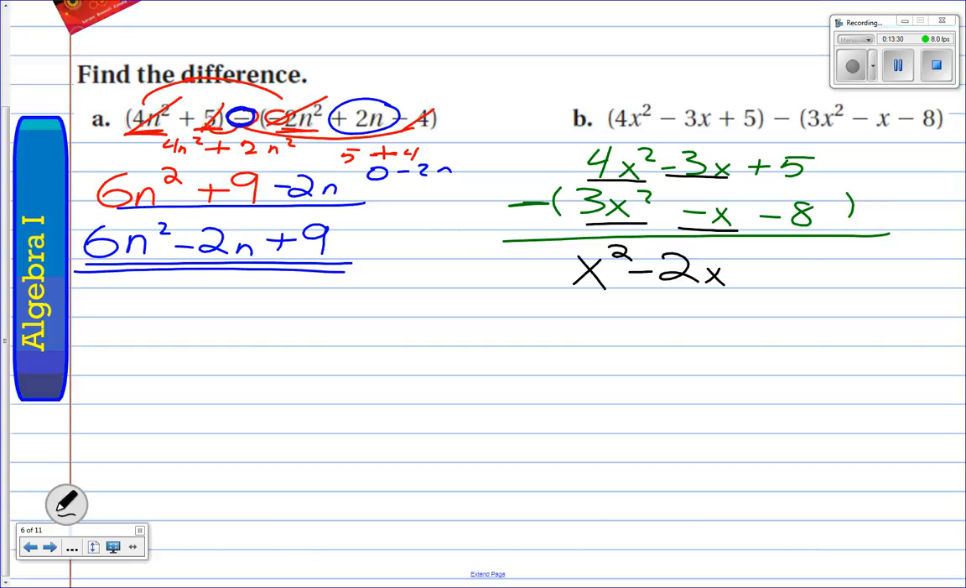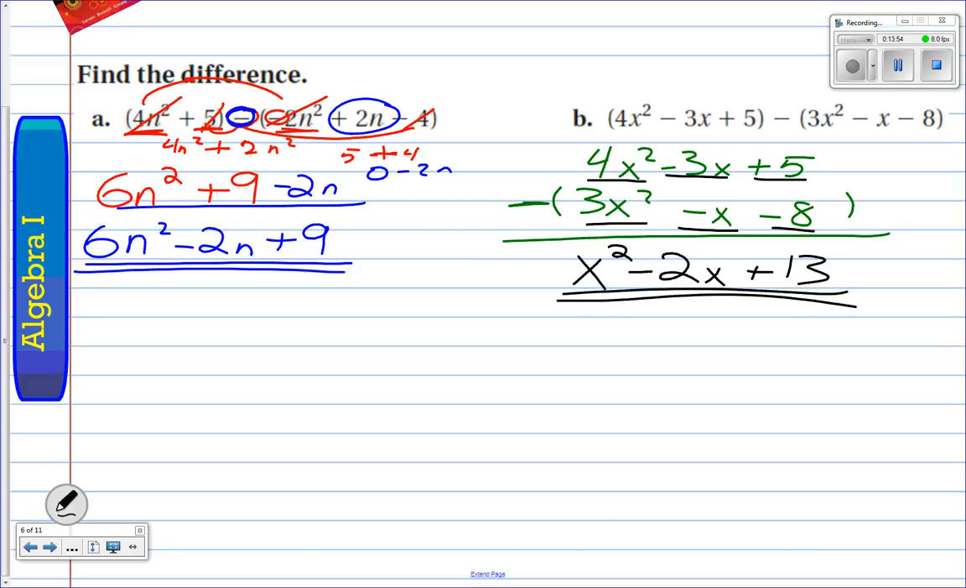No reason not to use a calculator if all the negatives try to confuse you. Do that if that's what you need. And then my constant terms. 5 minus negative 8. Again, a double negative. 5 minus negative 8 means 5 plus 8. Positive 13. Just like addition, you can use either the horizontal or the vertical layout, whatever seems to work best for you.